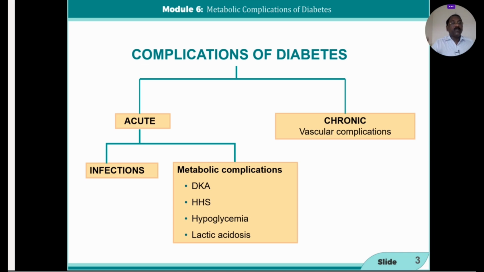Or in COVID times now, we have seen eyeball infections. So that is mucormycosis. So they are also very common in diabetic individuals. Or malignant otitis externa. And chronic complications, we will deal with in the next month, next class. So they are the microvascular complications and the macrovascular complications.